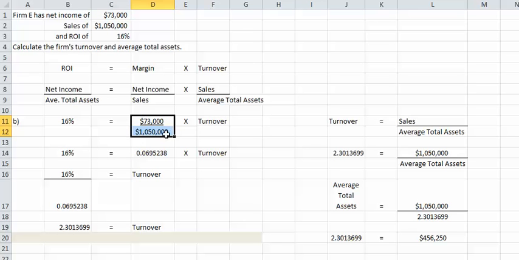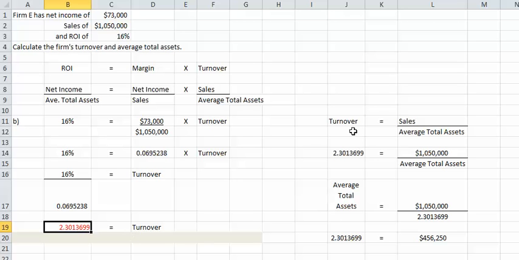73,000 divided by 1,050,000 gives you 0.069523. I would say leave at least 7 decimal places. That should be the maximum that most of your calculators will handle. Longer is better, but do at least 7 decimal places here. So we'll take the 16% divided by the 0.0695238, and that gives us an answer right here of 2.3013699. Now we'll come back to that in a minute. It does ask for that turnover, but for right now we're going to leave it.